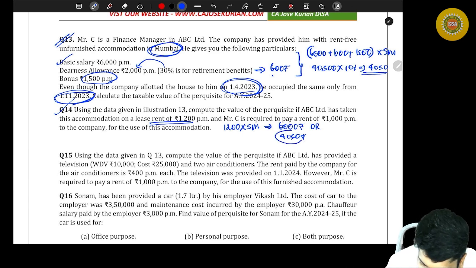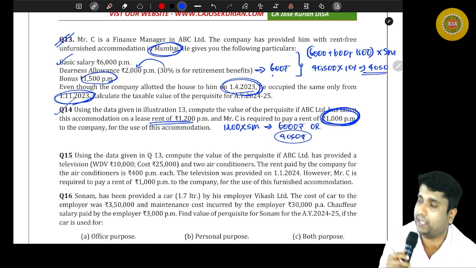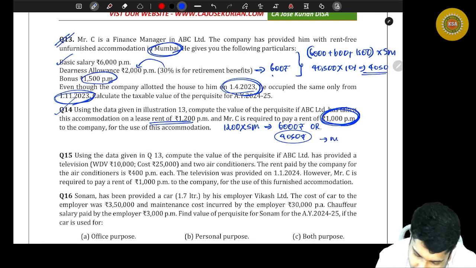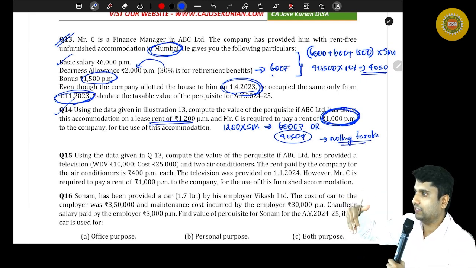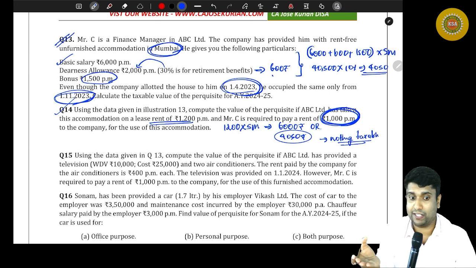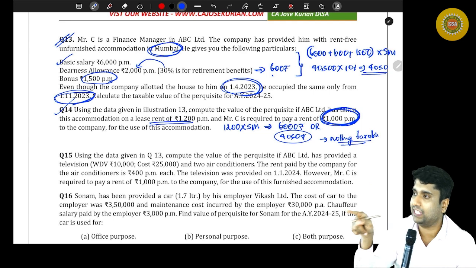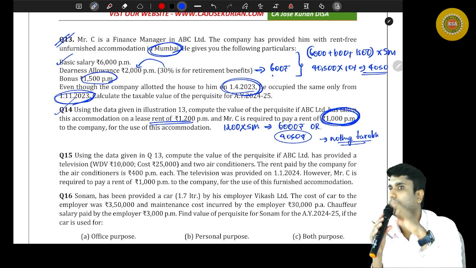Which is lower? 4,050, but you are paying how much to the employer? 1,000 per month you are paying to the employer. So you tell me, how do you value that? 1,000 per month means 1,000 into 5 months. That will be 5,000 and nothing shall be taxable. Why? Because you are not getting any benefit. You are paying more than required according to the income tax law. Don't claim it as a loss. So 4,050 minus 5,000, you have to write nil. Nothing shall be taxable.